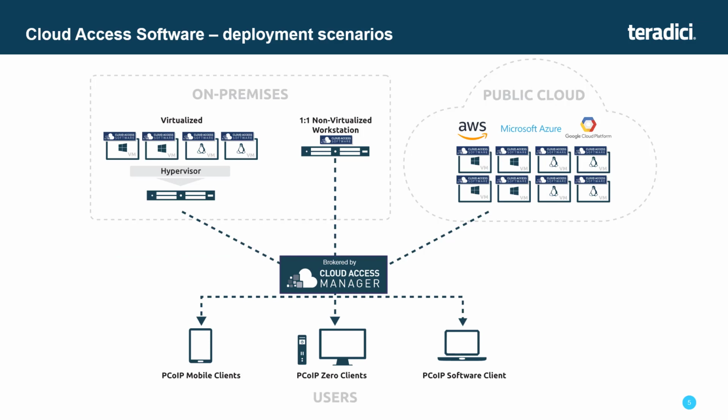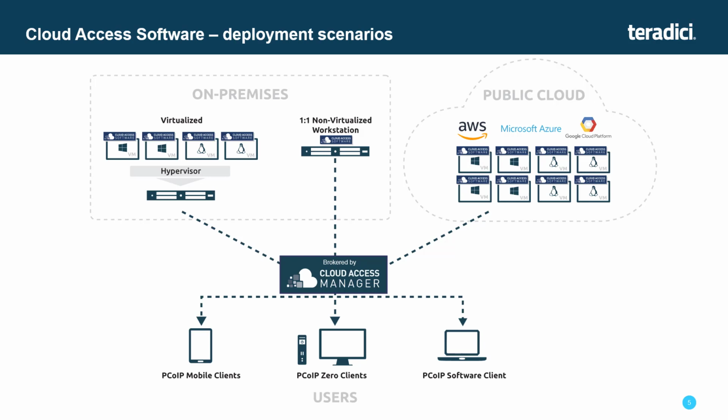Cloud Access Software is an end-to-end solution when using a broker such as Cloud Access Manager. The remote workstation can live in the public cloud such as AWS, Azure, or GCP, and on-premise data centers, whether it's a virtual machine or physical machine.